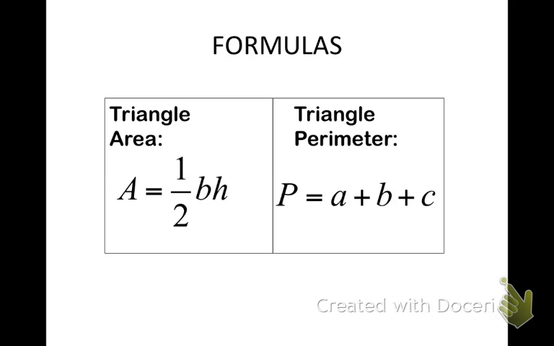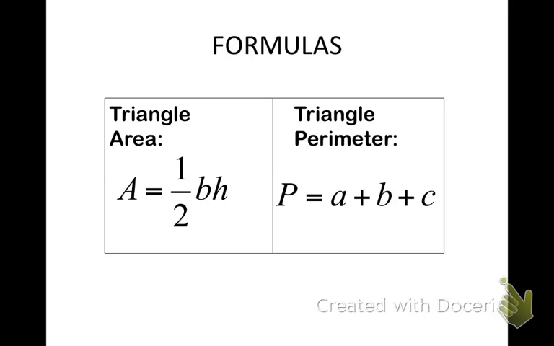Would it be incorrect to take base times height and then multiply it by 0.5? No. Would it be incorrect to take base times height and divide it by 2? No. Those all mean the same thing. And then for the triangle perimeter, you just add up all 3 sides. That one's pretty easy. For all the shapes, you just add them all up.